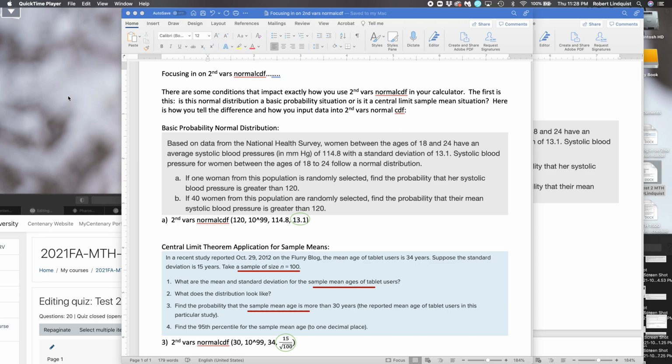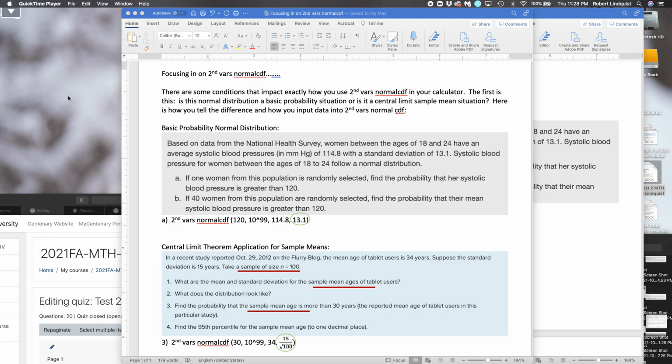So I just want to go through distinctions in when and how to use each of these functions in terms of your setup, whether it's a sample mean central limit theorem application or just a basic probability type application. And also, what if it says less than a particular number, greater than a particular number, or between two numbers? So I want to cover all of those possibilities here and really get the point down pat.